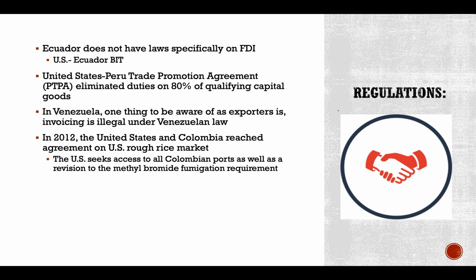Certain regulations. Ecuador does not have laws specifically on FDI. United States and the Ecuador BIT expropriation can only be carried out for a public purpose in a non-discriminatory manner and upon payment of prompt, adequate, and effective compensation. The United States-Peru Trade Promotion Agreement eliminates duties on 80% of qualifying capital goods. In Venezuela, one thing to be aware of as an exporter is invoicing is illegal under the Venezuelan law.